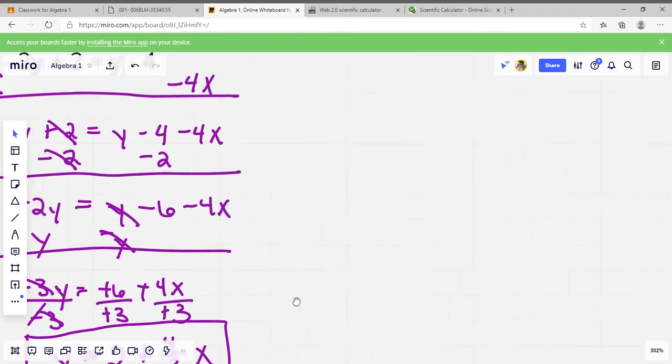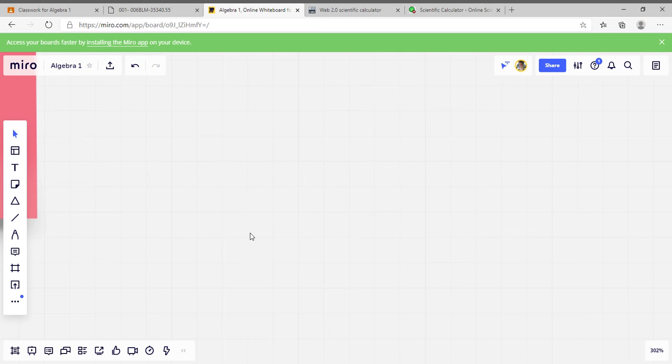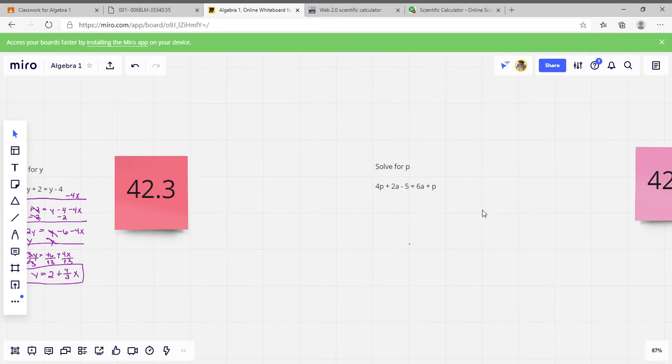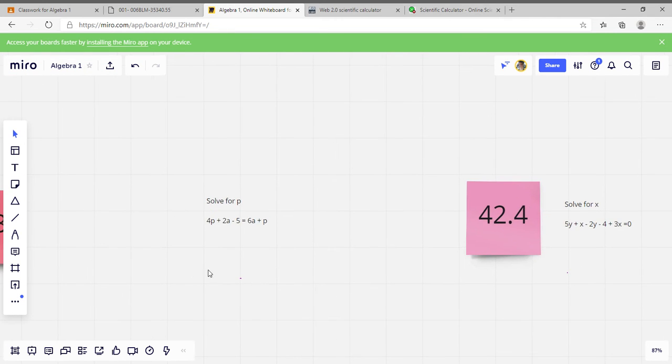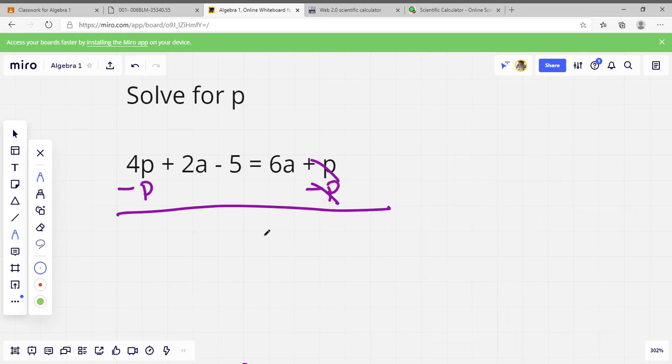Let's move over to the next one. 42.3. And this one we're solving for p. Okay, so that means we've got to get p by itself. So here I've got 4p. Let's go ahead and combine our p's first. So minus p on this side and minus p on that side. Those cancel, and we end up with 3p plus 2a minus 5 equals 6a.